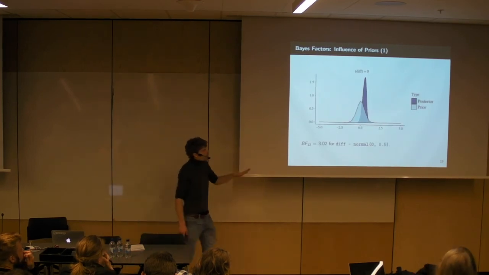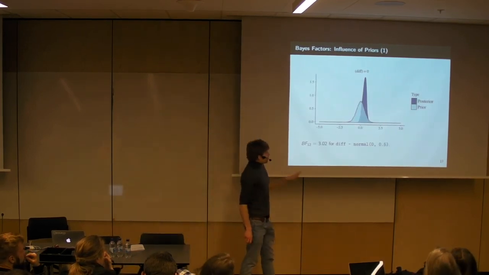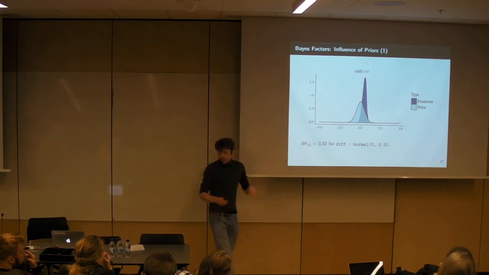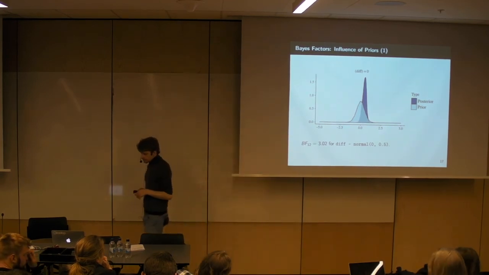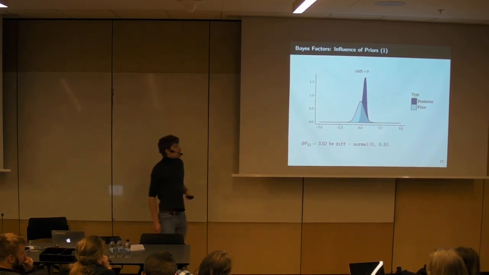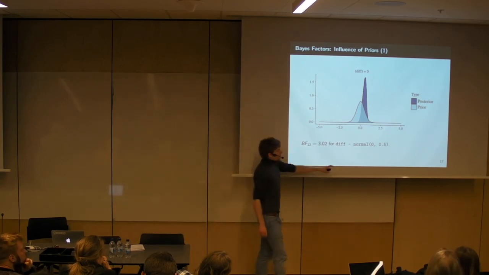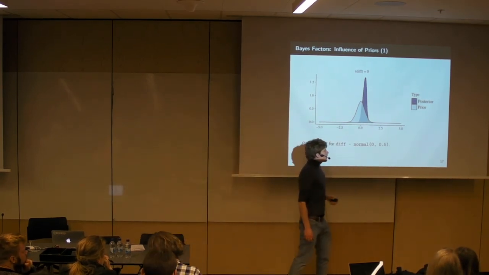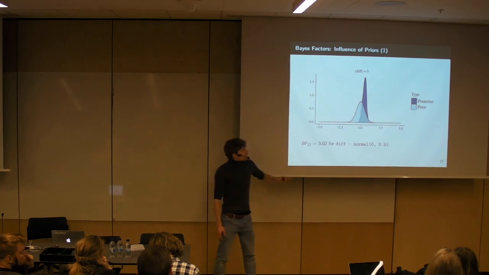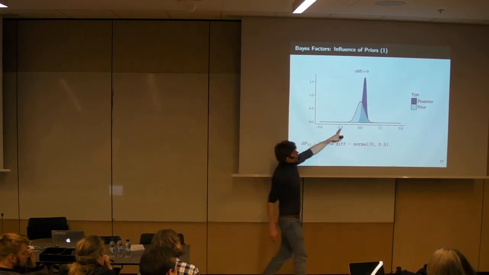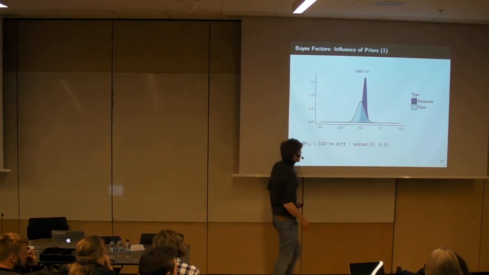So let's take a look. Assume we are again looking at a difference, so Cohen's d or whatever difference between two groups. For this difference parameter, we are assuming a normal distribution with a mean of 0 and a standard deviation of 0.5. In this plot, we see the prior in light blue and the posterior in dark blue.